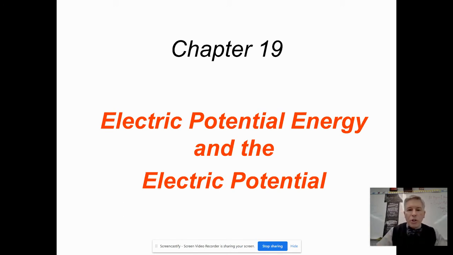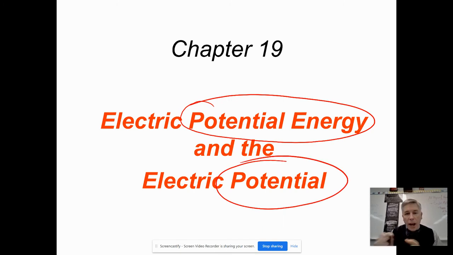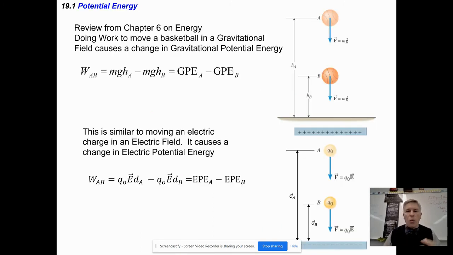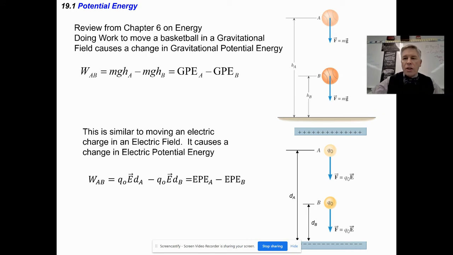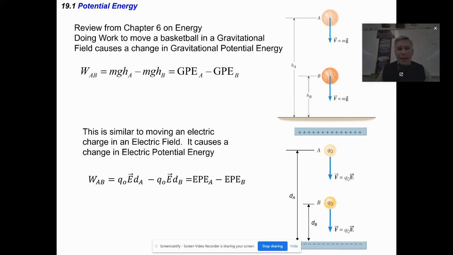But this one's going to introduce two major things. It's going to introduce the idea of potential energy and potential. They are actually different. And one of the first things I think is good to start off with is this idea. Let's relate this to gravitational potential energy.